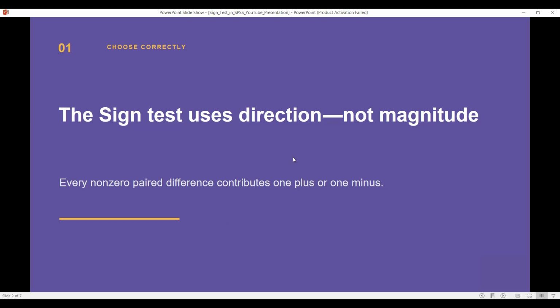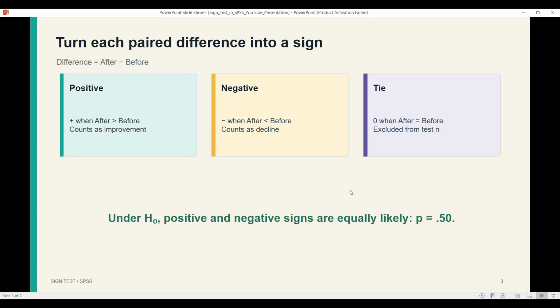The sign test uses direction, not magnitude. Every non-zero pair difference contributes 1 plus or 1 minus. So we turn each pair difference into a sign. Difference equals after minus before. It is positive when after is greater than before, and negative when after is less than before. It is a tie, zero, when after and before are equal.